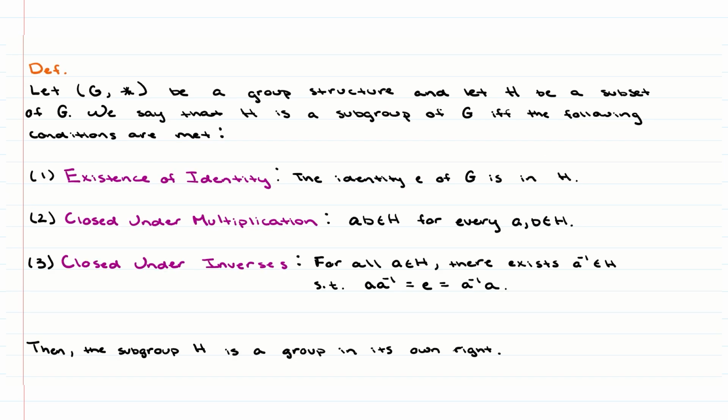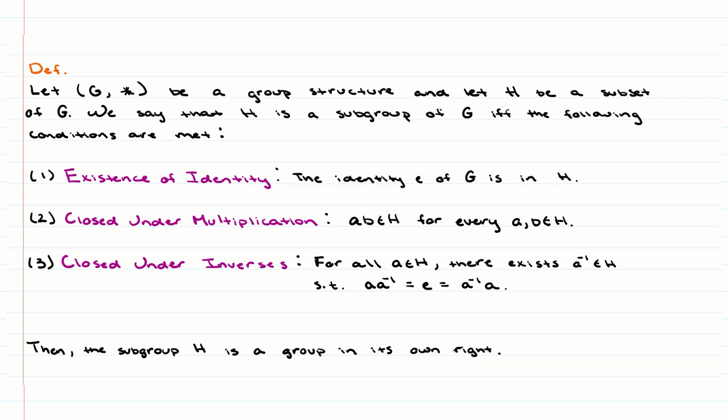Here's our definition. Let G with some operation be a group structure and let H be a subset of G. We say that H is a subgroup of G if and only if the following conditions are met. 1, we can verify the existence of an identity, or in other words, the identity of G is also in H. 2, H is closed under multiplication, or in other words, the product of A and B is in H for every A and B in H. And 3, H is closed under inverses. This means that for all A in H, there exists an inverse of A in H such that A times the inverse of A equals the identity, which equals the inverse of A times A.